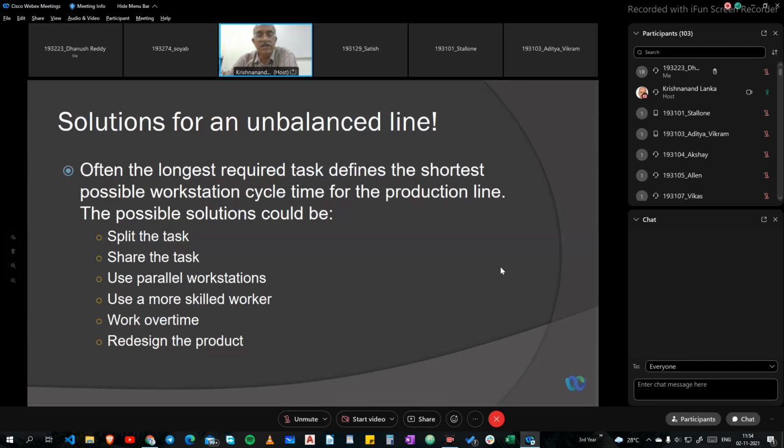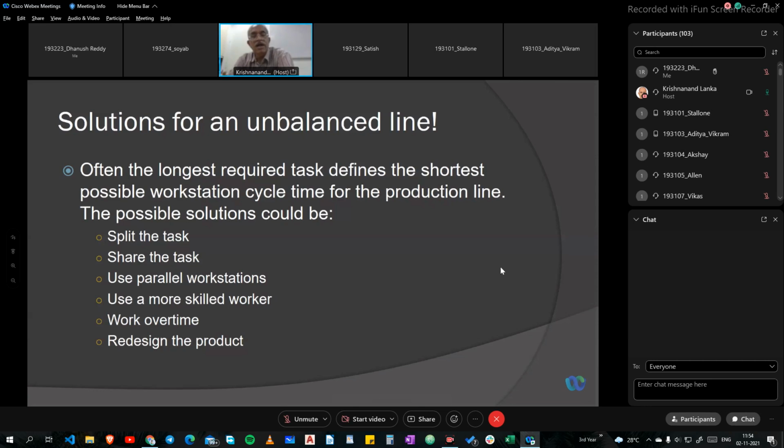Work overtime can be a solution, but how far that is feasible. Maybe this guy should start his shift 1 hour ahead and work 1 hour after the shift. That is what we mean by work overtime, so that he will clear all the backlog inventory that is building up before his workstation.